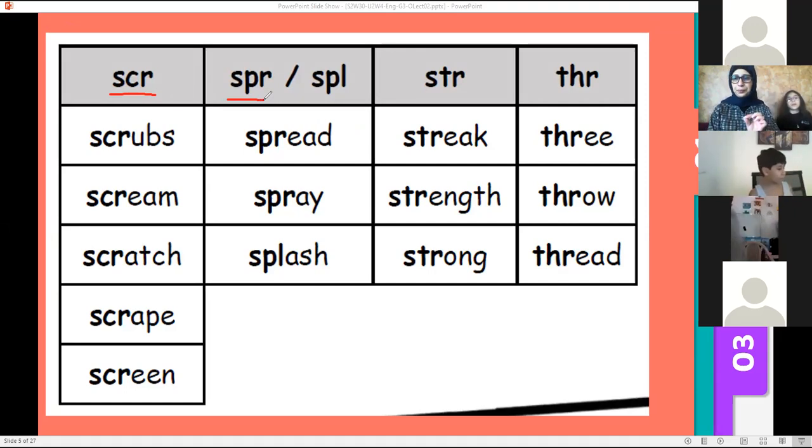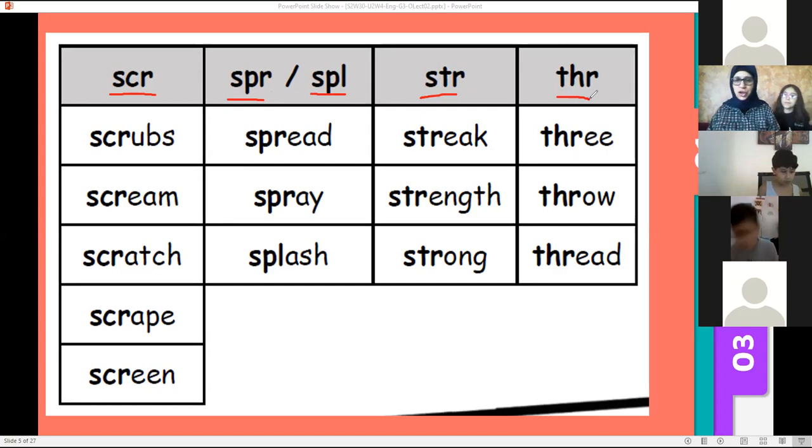Here I have S-P-R. Spr. See, there's no stop between each letter. I'm not saying, for example, sepr. It's not sepr. Spr. All of them together. I blend the three sounds together. Spl, and str.